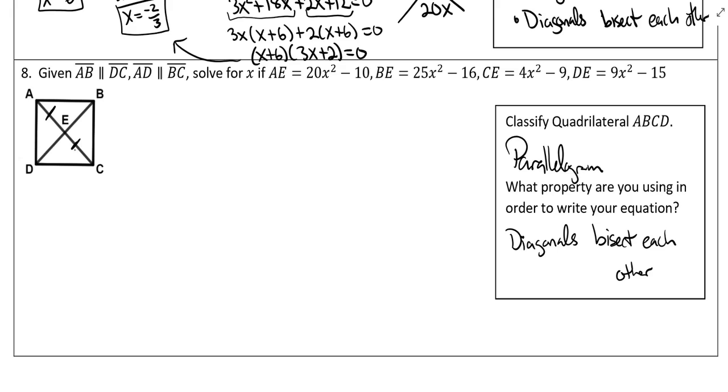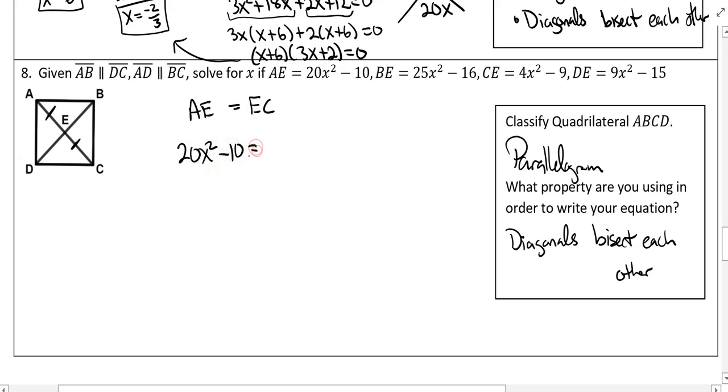We can also say that DE is congruent to EB, but I'm just going to use AE equal to EC. AE is 20x squared minus 10. EC is 4x squared minus 9. Subtract 4x squared and add 9, and we end up with 16x squared minus 1 is equal to 0. That's a difference of 2 squares.